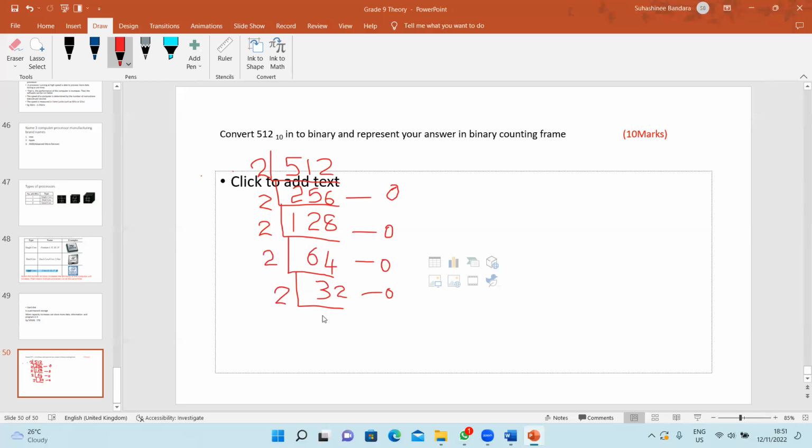Divide by 2, you will get 16. 0 remains. Then 16 divided by 2, 8. 0 remains. Then 8 divided by 2, you will get 4. 0 remains.